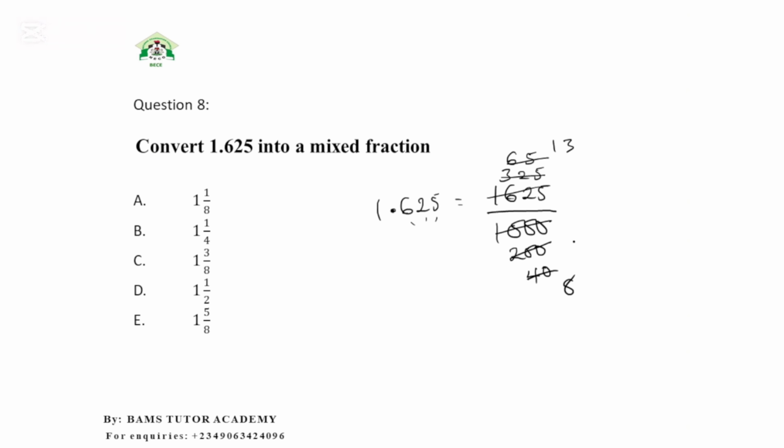Okay, so what else can we cut? No. So that's 13 over 8. 8 in 13 is what? That's just 1. Remember, remainder 5 over 8. The corresponding option is what? Option E. So your answer is option E. Very, very easy stuff. So let's go quickly into question 9.